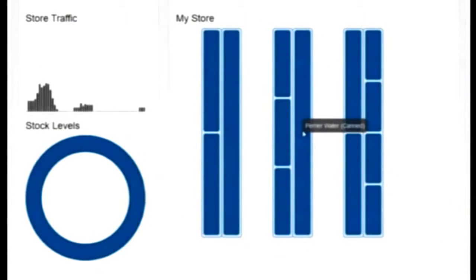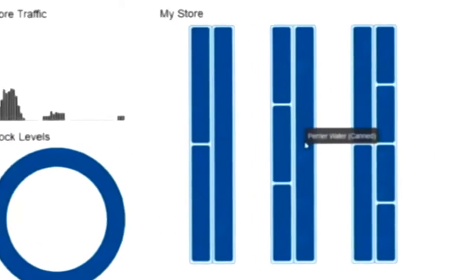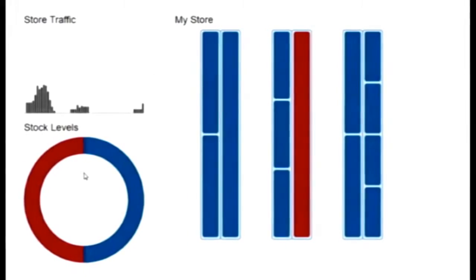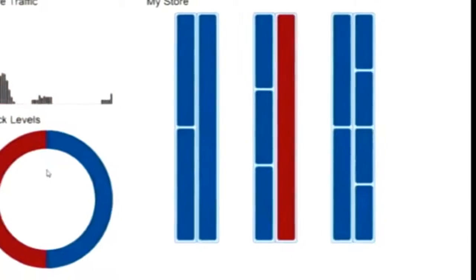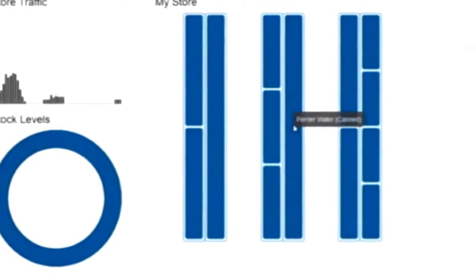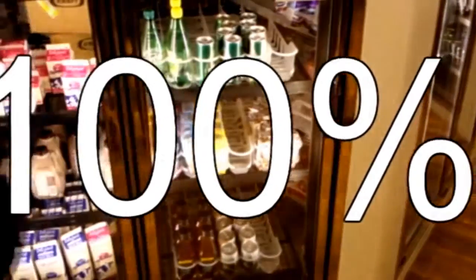And then for the stock levels, let's say someone goes along and takes this last can of Perrier water, and you'll see that this section now turns purple, indicating that there is no stock left in that section. So if a clerk was to come along and restock the Perrier water, the section would turn back to blue, which means that there is stock in that section, and the stock level will return to 100%, so you have a fully stocked store.